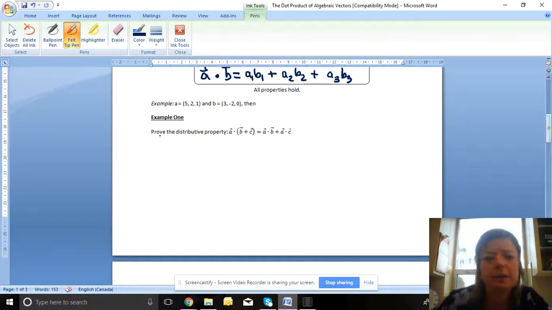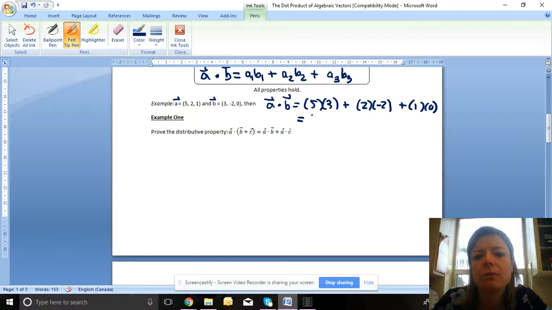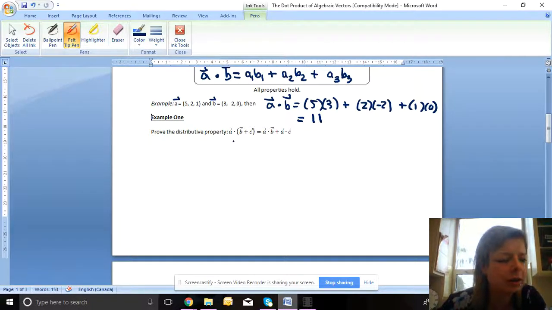If those are your two vectors, and you should put vector signs over top, then A dot B, well, you just do 5 times 3 plus 2 times -2 plus 1 times 0. So the two x's together plus the two y's together plus the two z's together. So 15 minus 4 plus 0 is 11. So that is the dot product between two vectors. Okay, so we're going to prove that this distributive property still holds.